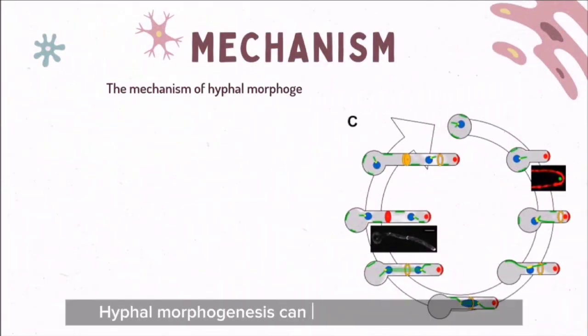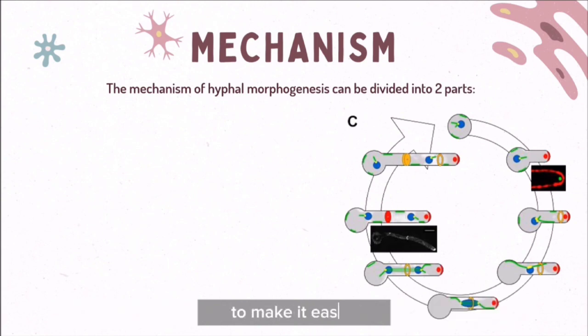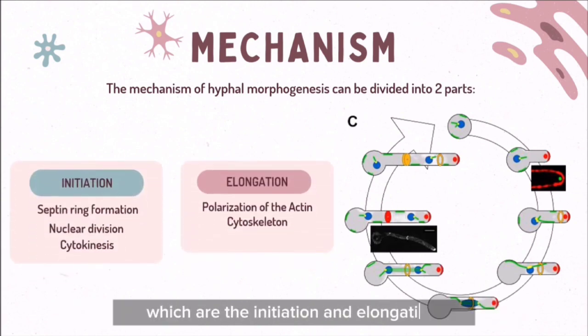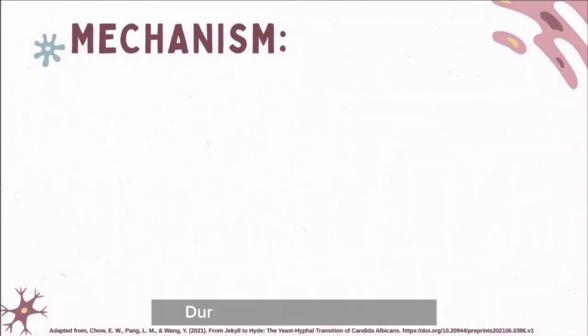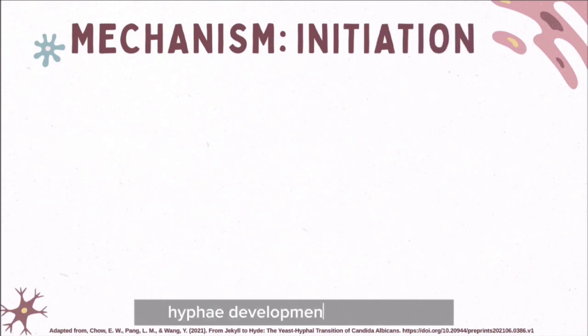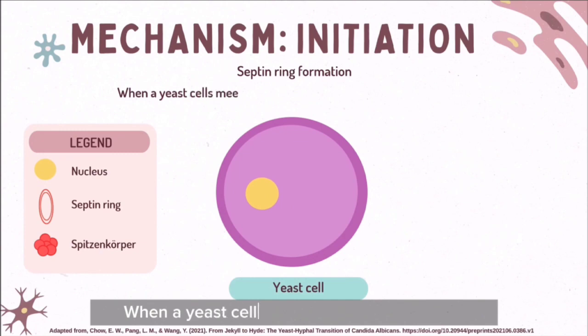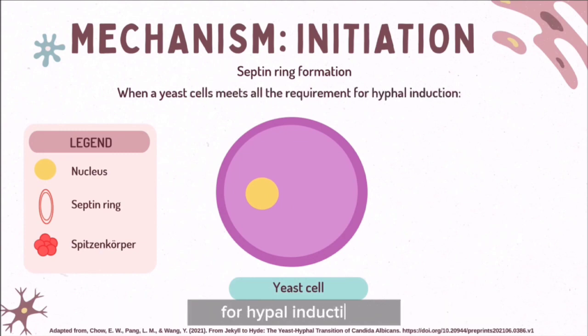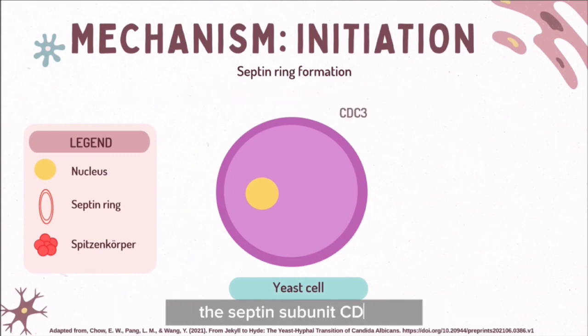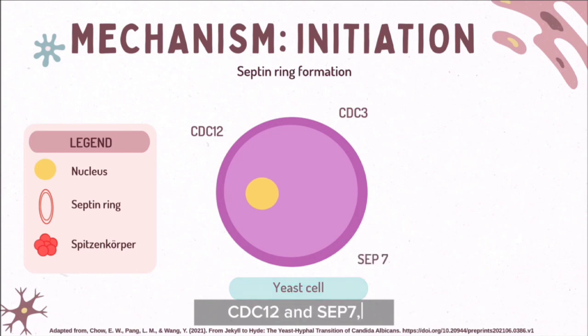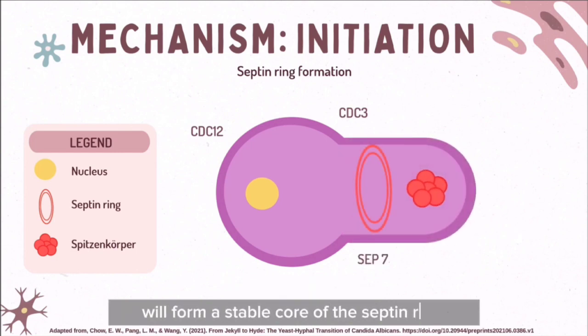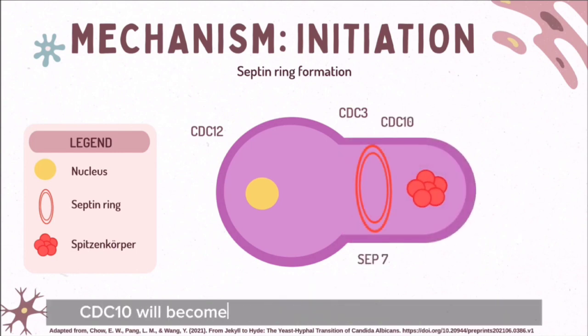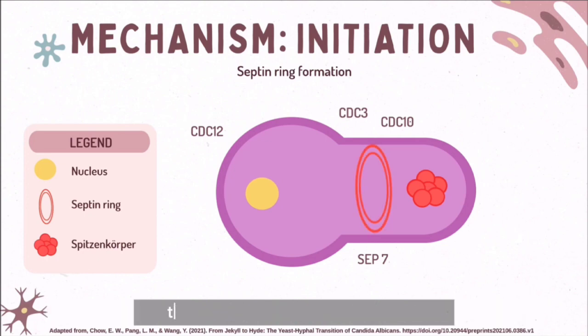Hyphal morphogenesis can be divided into two parts to make it easier, which are the initiation and elongation. During the initiation process, hyphae development begins with the septin ring formation, which acts as a scaffold. When a yeast cell meets all the requirements for hyphal induction, the septin subunits, CDC3, CDC12, and SEP7, will form a stable core of the septin ring. Another subunit, CDC10, will become dynamic and form a shuttle between the septin ring and the cytoplasm for the preparation for nuclear division.